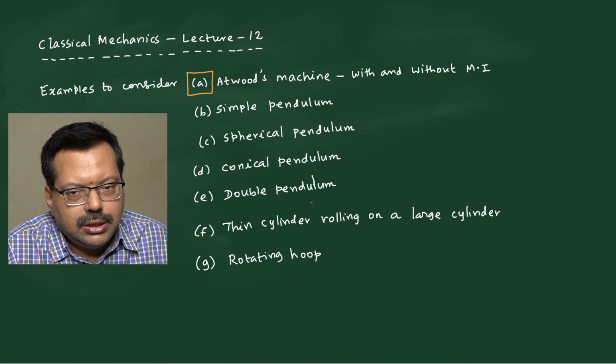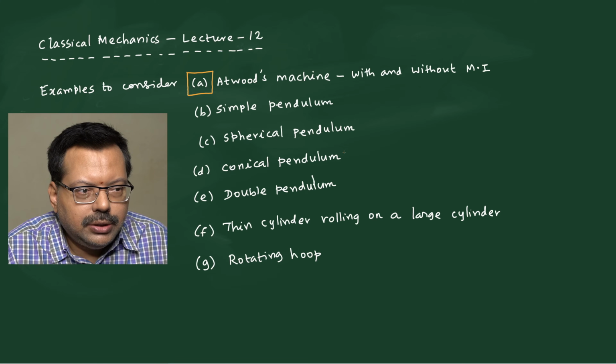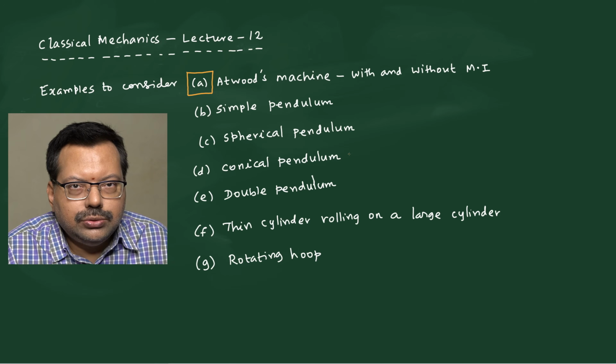They are just modifications of them. Spherical pendulum means you are just extending the two-dimensional oscillation to three-dimensional oscillation. You are allowing the pendulum to oscillate anywhere on the surface of the sphere. So that means when the bob is hanging, you are not going to use a thread, but instead you are going to use a light rod.